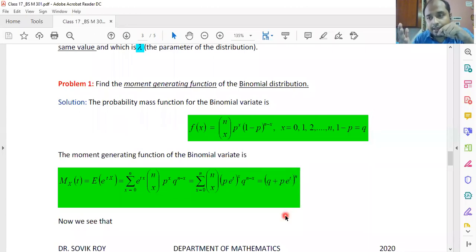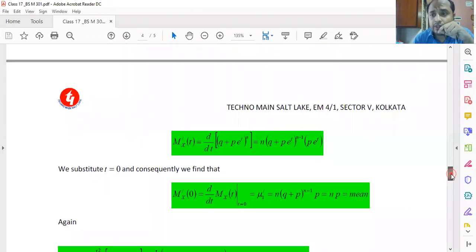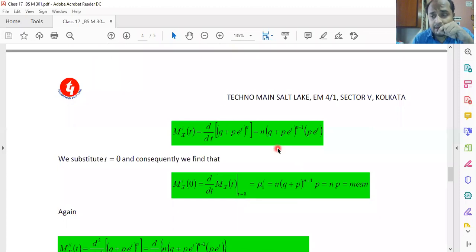And unfortunately, students, you are going to memorize this result also. For the sake of the examination, you have to memorize the moment generating function for the Poisson variate and the moment generating function for the binomial variate. You have already understood why the moment generating function is needed. To extract the statistical parameters, I'm going to repeat the same process for the binomial variate now.